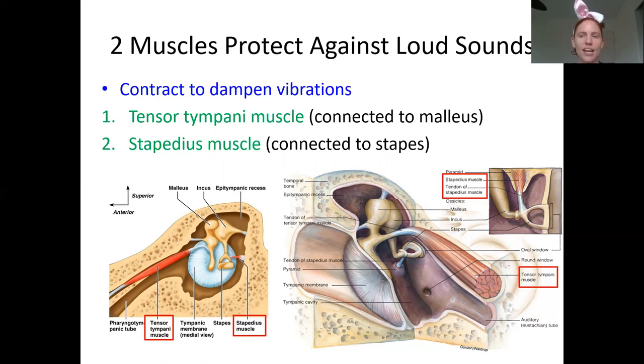Now, one thing that I wanted to point out is if you've ever gone to, I don't know, like a concert or something where it's really loud for a long period of time and then you leave and your ears just feel muffled and numb, it's because the tensor tympani muscle and the stapedius muscle are still kind of holding on, and they help dampen the sound for a little bit.